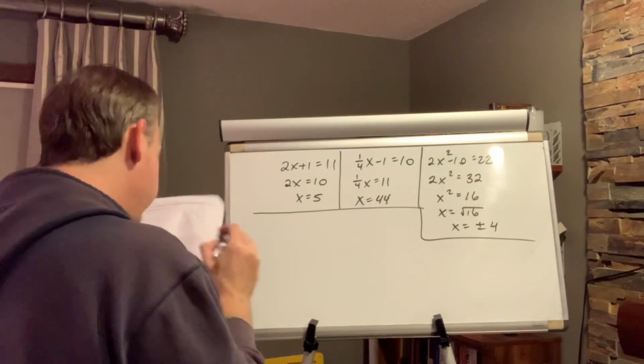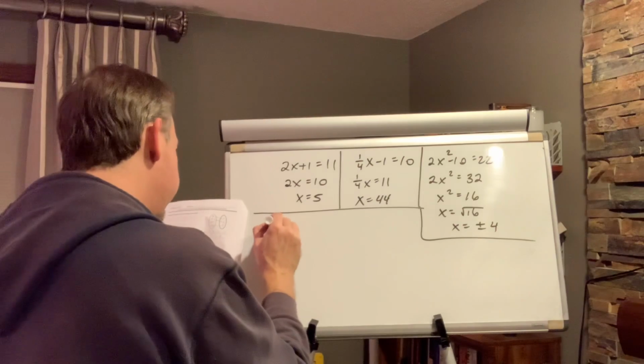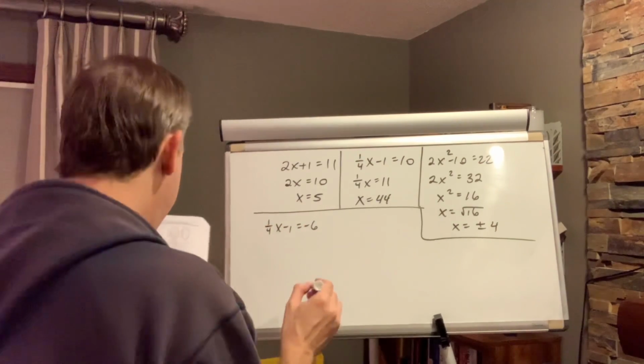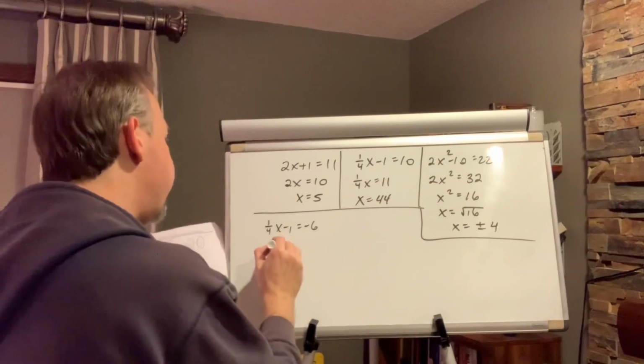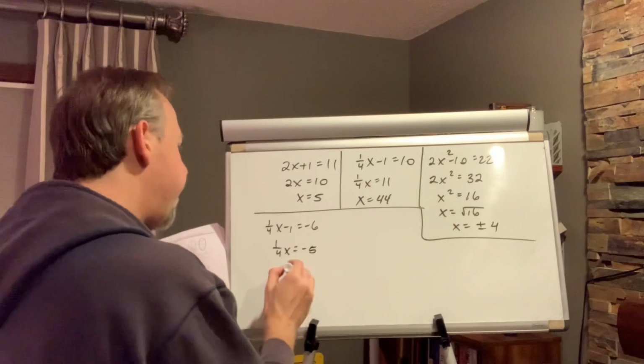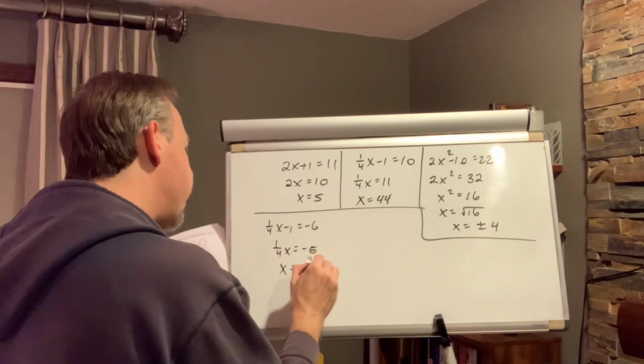G of x equals negative 6. So the g of x function, again, is 1/4 x minus 1 equals negative 6. Add 1 to both sides. 1/4 x equals negative 5. Multiply by 4 to clear the fraction. X equals negative 20.